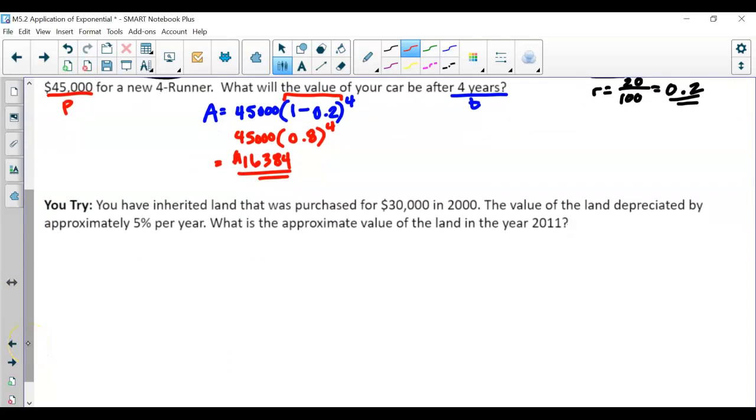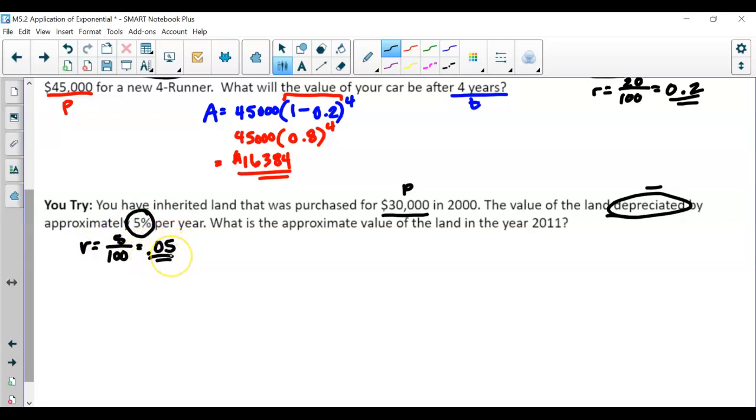So same thing here, another you try. So go ahead and pause the video and try this you try now on your own. And here we go. So here, the initial amount was $30,000 in 2000. The land depreciated, losing value. So you should subtract because this is decay. 5%. So there's your rate. 5%, 5 out of 100, which is 0.05.